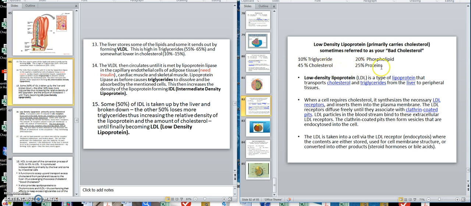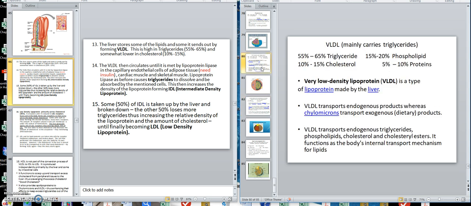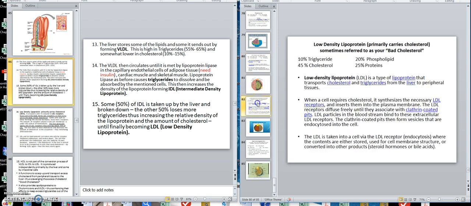Now see, here's 25% protein. Let's go back. See, 5 to 10%. But what did you do? You came in and you took a lot of the triglycerides out. So everything else shifted up percentage-wise because you dropped this percentage. You still need 100%. All right. So now we're at something called low-density lipoprotein. Now look what's the big boy in this, cholesterol.